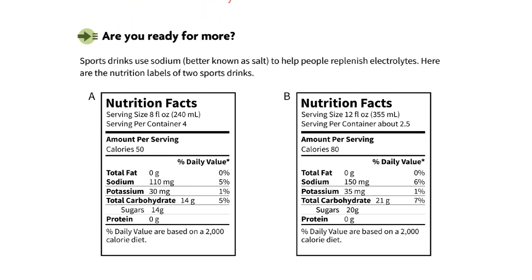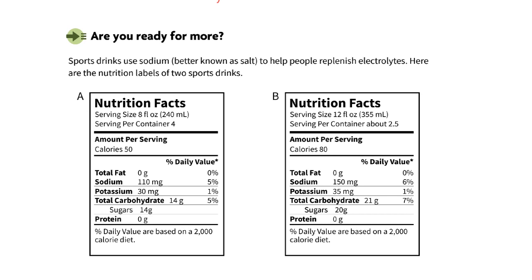Now we're going to keep doing it. We've got another one. We've got sports drink with sodium. All right, so where is our sodium? Here is our sodium right here. I'll do it in red. There's my sodium, and here is my sodium. All right. Now, the interesting thing is it says it uses sodium to help replenish those electrolytes. Here are the nutrition facts, so there's our information.